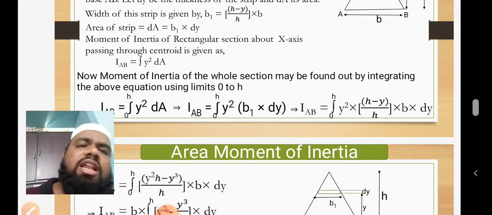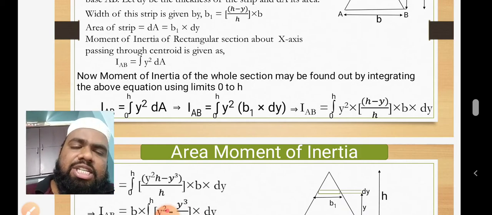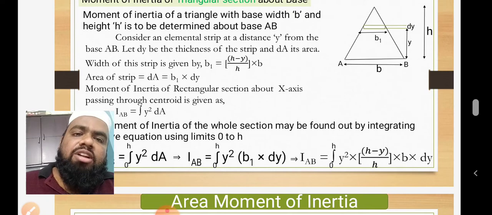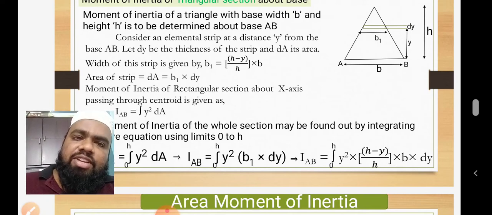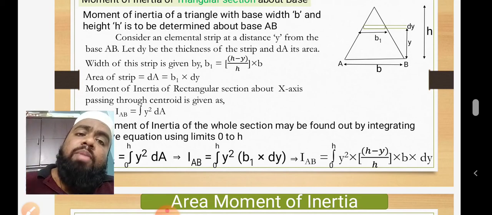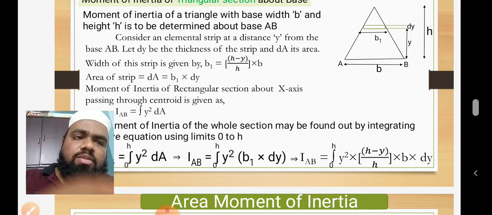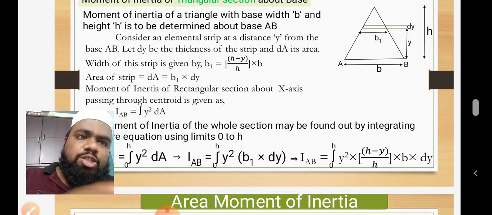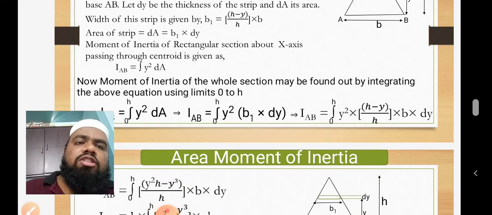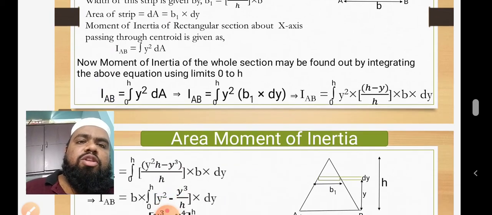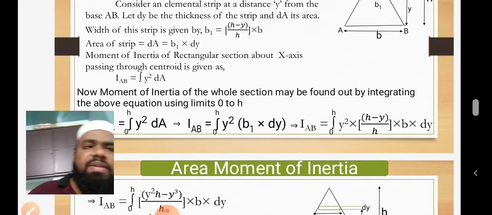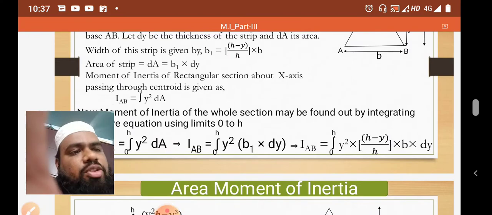IAB is equal to integral y square dA, because the distance from the centroid of the strip to the reference axis is y. We know that moment of inertia is nothing but the second moment of area. The area of the strip is dA, and the distance is y, so y square dA. Now the moment of inertia of the whole section may be found out by integrating the above equation through the limits 0 to h. Why, sir, 0 to h?